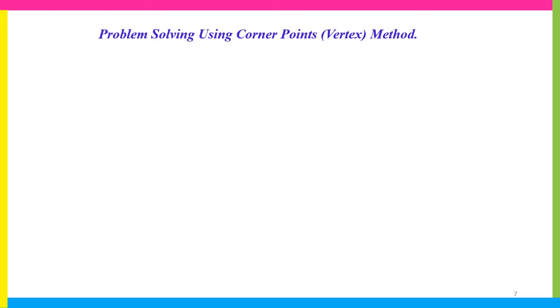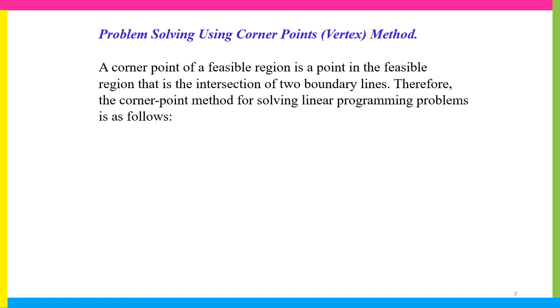Problem solving using corner points, the vertex method. So we only learn how to solve the problem by using this method. We only learn this part. A corner of a feasible region is a point in the feasible region that is the intersection of two boundary lines. Therefore, the corner points method for solving linear programming problems is as follows.